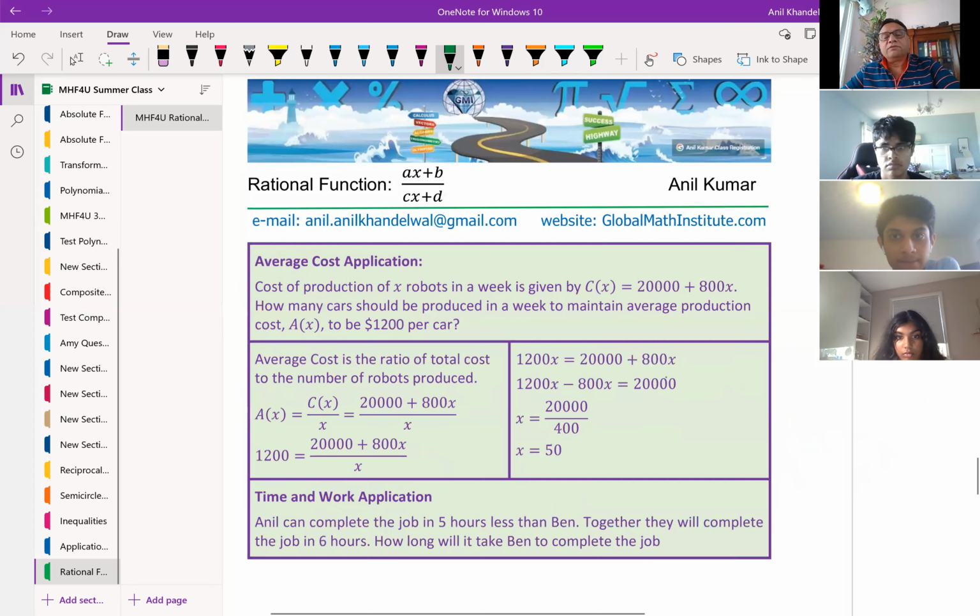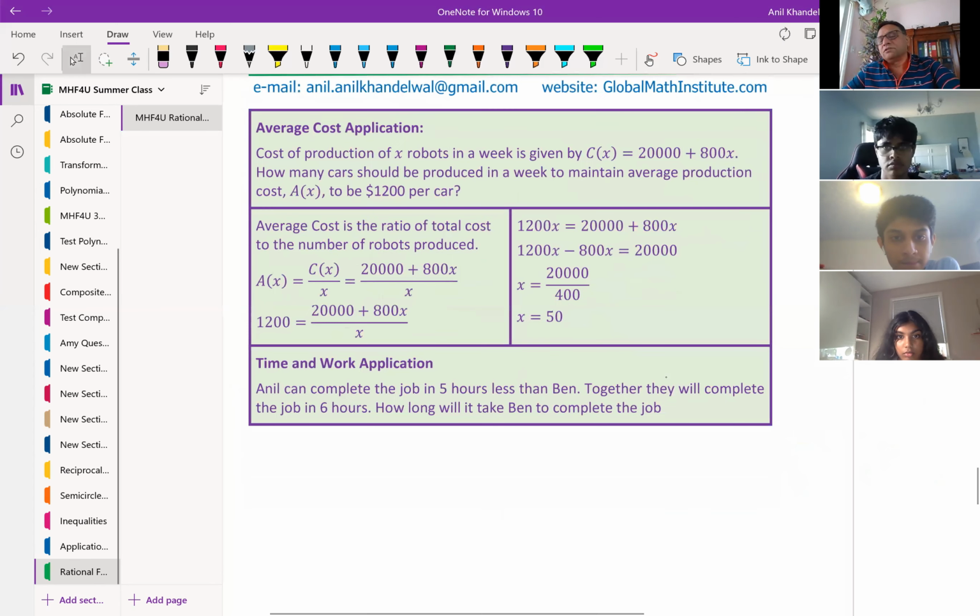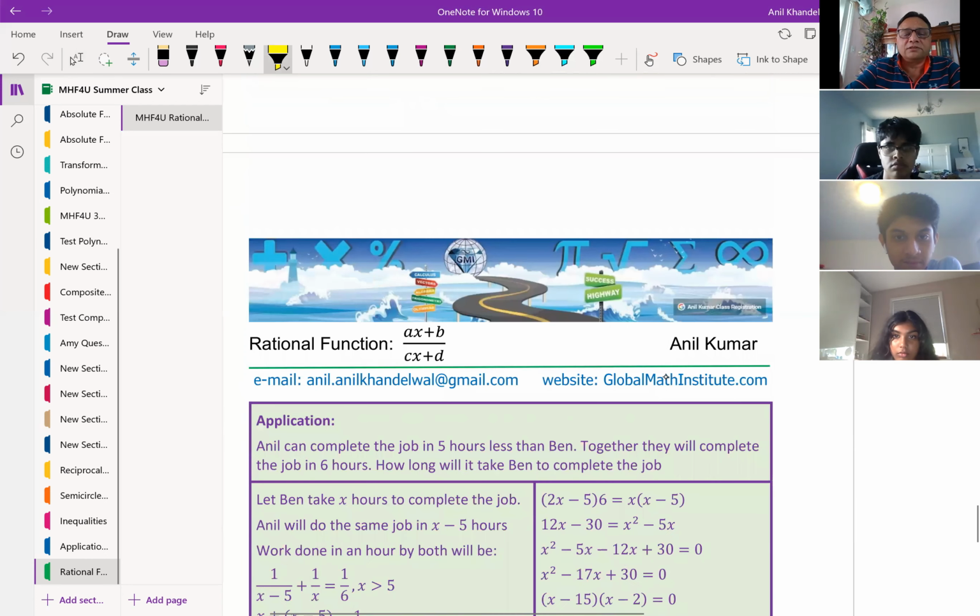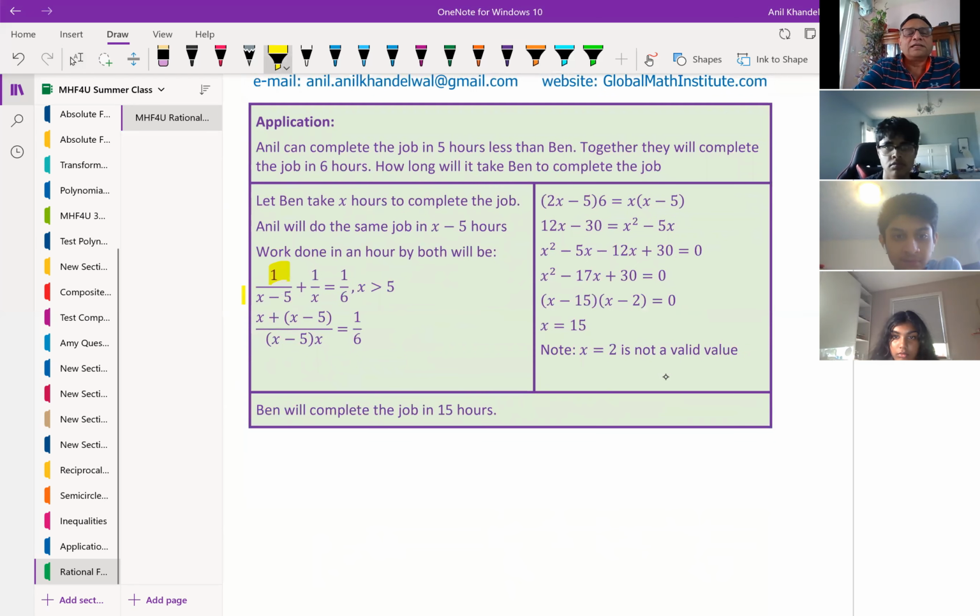Okay. What do I have? Do I have something else? Oh, we have the solutions. Oh, very good. I don't want to share the solution with you. But anyway, you have understood the concept, right? The average cost is C over X. Just divide, equate it to 1200, get your answer. We're not looking into the solution. Is that okay? So 1 over X minus 5, 1 over X equals 1 over 6.